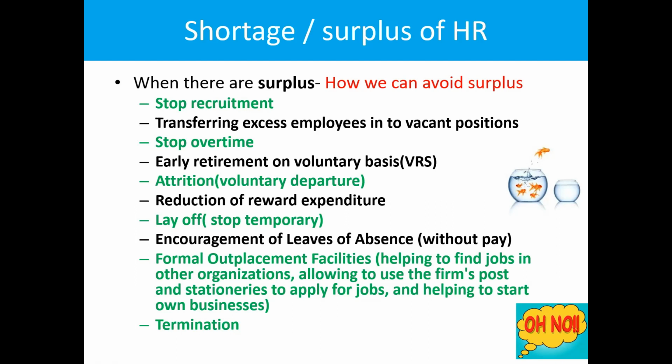Formal outplacement facilities, that is, helping to find jobs in other organizations, allowing them to use the firm's post and stationery to apply for jobs, and helping them to start their own businesses, for example, right? Those who are surplus employees can be asked to start another business, and the company can help them. As I told you, the company can arrange foreign employment facilities, right? And the ultimate option is termination.